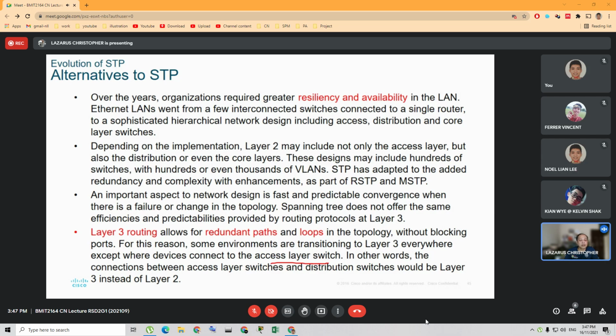The thing is, we can see here, there's a hint here, right? For this reason, some environments are transitioning to layer 3 everywhere except where devices connect to the access layer switch. In other words, the connection between access layer switches and distribution switches will be layer 3 instead of layer 2. As much as possible, they don't want to deal with layer 2 because in layer 2, a lot of things are a tack-on solution. It's a MacGyver type of solution. You guys know MacGyver or not?